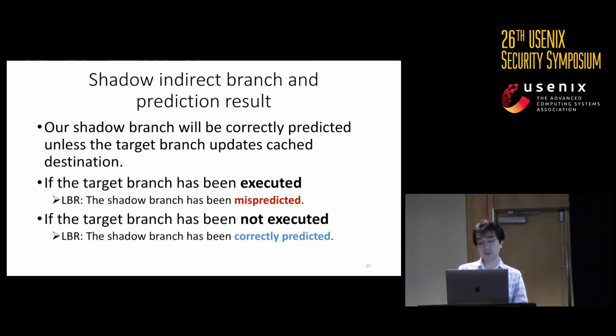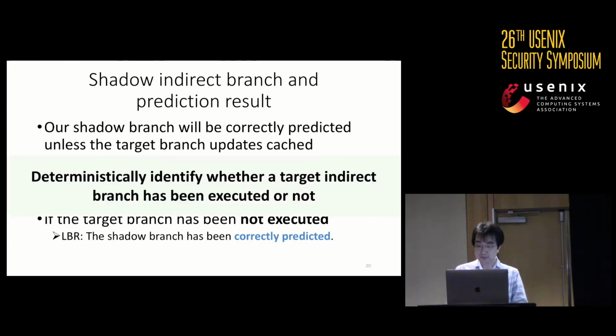Also, if the target branch has not been executed, the CPU will predict that the shadow branch will jump into its default destination, the next instruction. This is a correct prediction, so LBR will say that the shadow branch has been correctly predicted. Consequently, by using our shadow code and LBR, we can deterministically identify whether a target indirect branch has been executed or not executed.